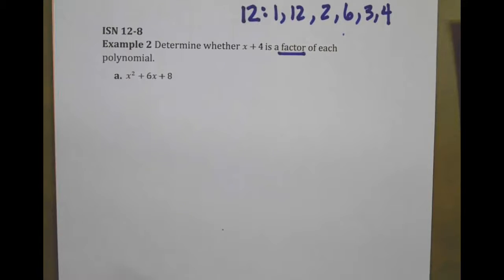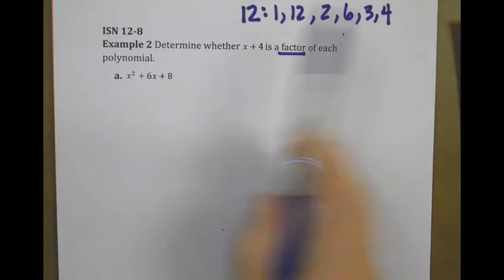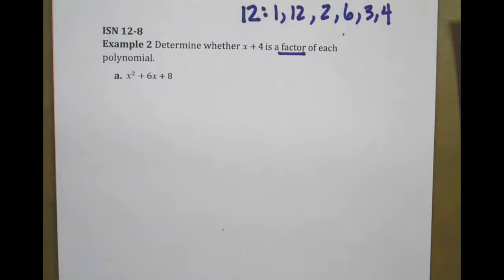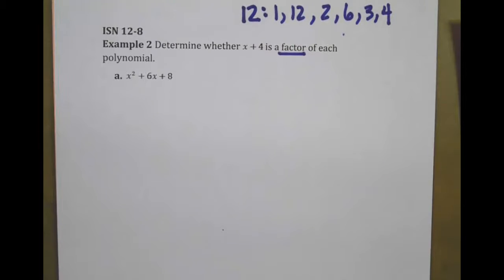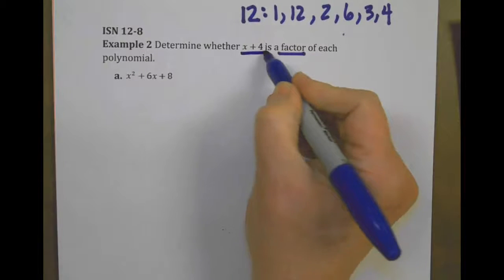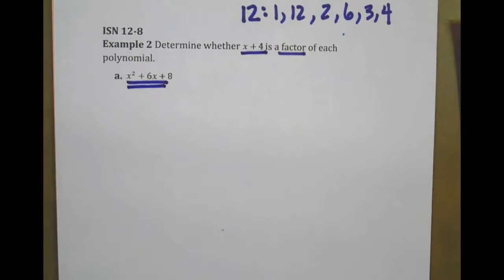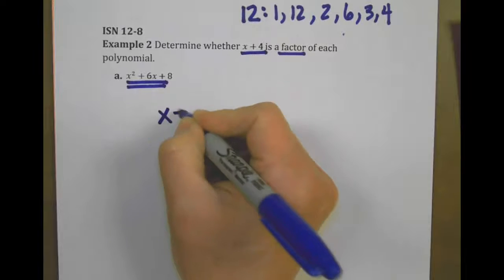Would you agree that if I divide any of those numbers into 12, I will get a whole number answer? Is there any remainder when I divide those into 12? Is 5 a factor of 12? Because it doesn't divide evenly. So if this is going to be a factor of this quadratic, it has to divide evenly. Let me show you how to divide polynomials.